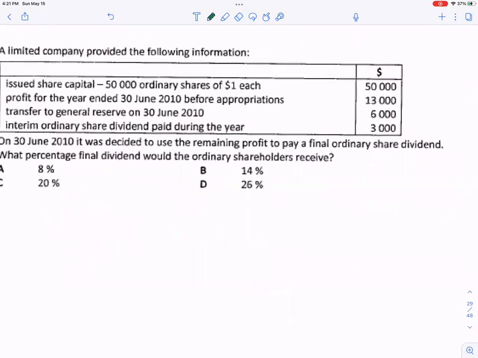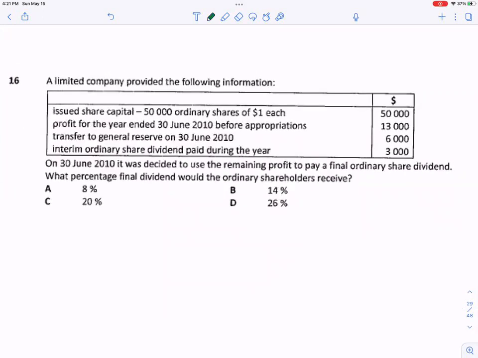16th one. They want to know the percentage final dividend that the ordinary shareholders would receive.